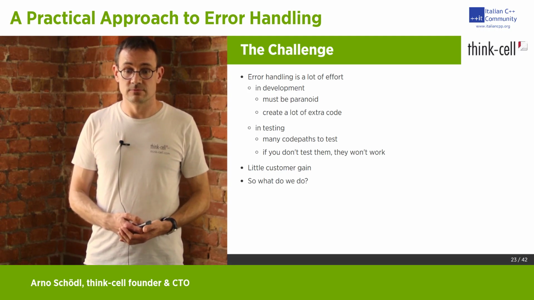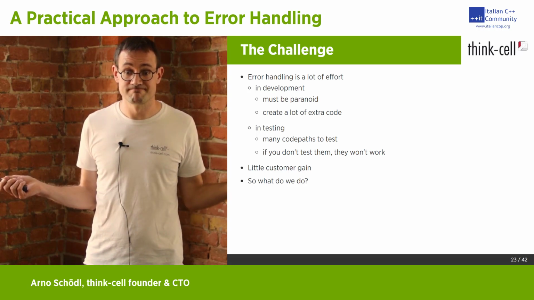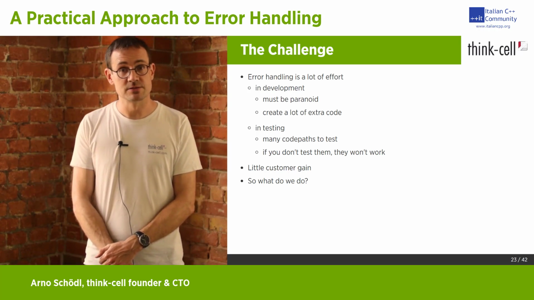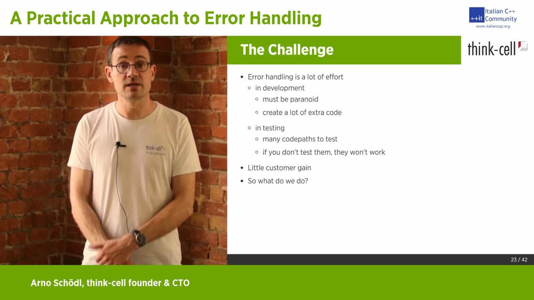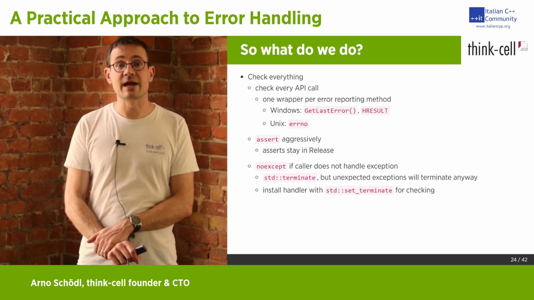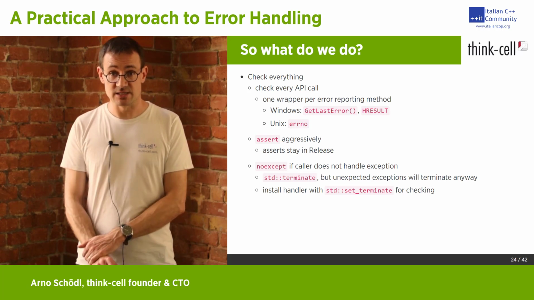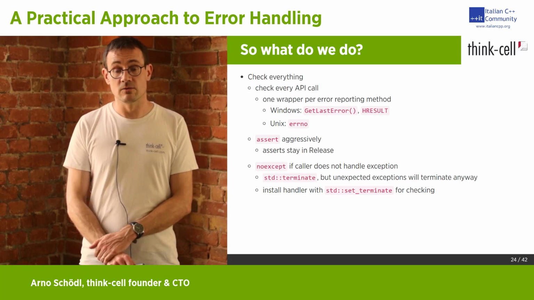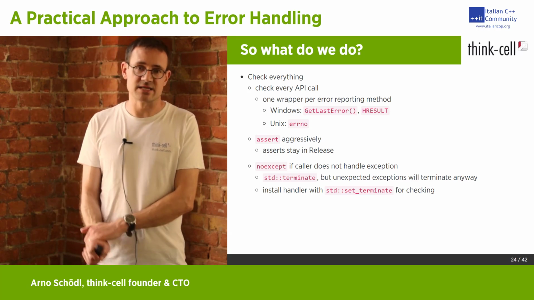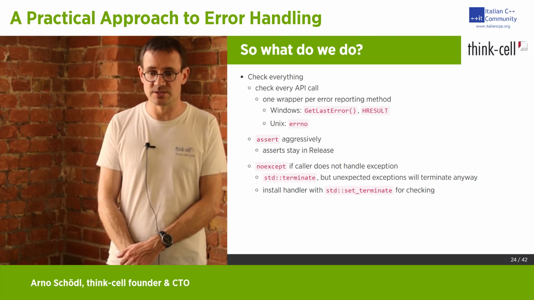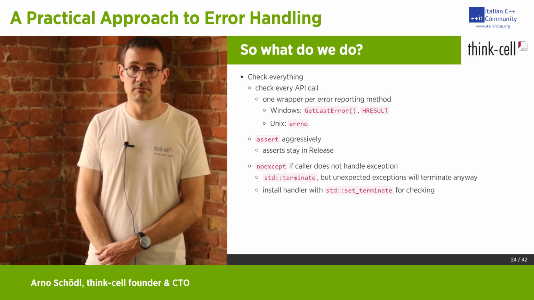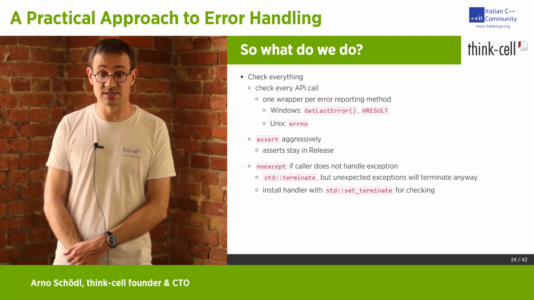So, what do we do? How do we solve this? Of course, we had this problem as well at think-cell, and we had to think about what to do. And here's what we did. First of all, we check everything. Every API call that we make is checked whether it succeeded. That means you basically have a wrapper per error reporting method. In Windows, GetLastError or HRESULTs from COM functions. In Unix, you have errno. So we have different wrappers that check these things and make sure that the call succeeded.